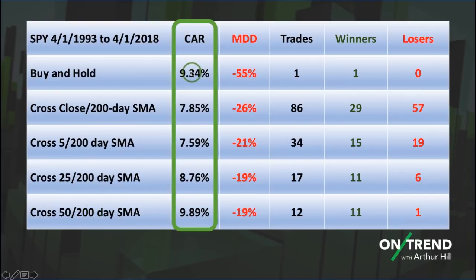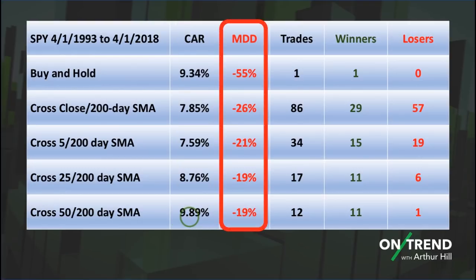Well, you see the compound annual return. It starts getting interesting when you start using the 5-day and the 25-day. You see you have a higher compound annual return and fewer signals. And the best return is with the 50 200-day cross.